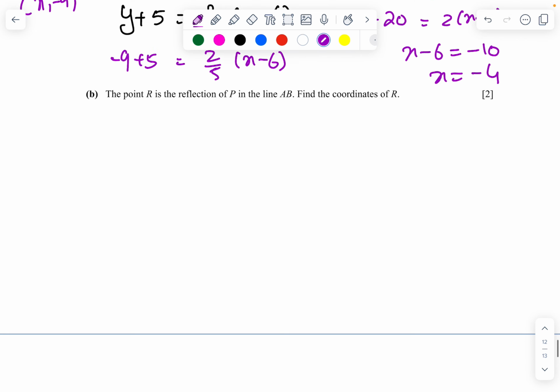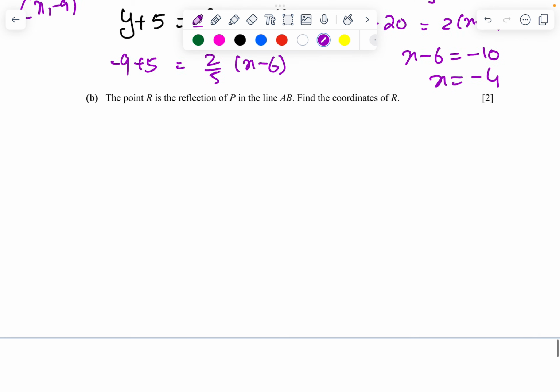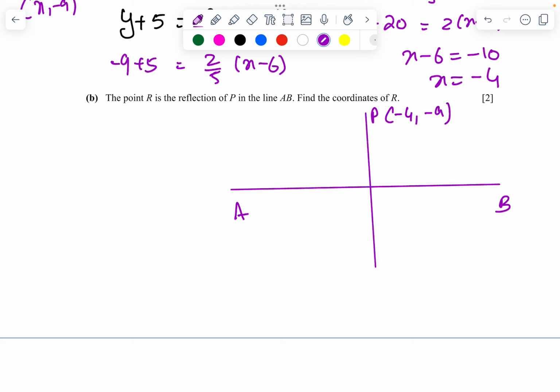R is a reflection of P on the line AB. Find the values. So once again, this is A, this is B, and this is P, which is (-4, -9). A is (2, 5). B is (10, -15). Midpoint is (6, -5). Now R is the reflection (x, y), so this is going to be the midpoint now.